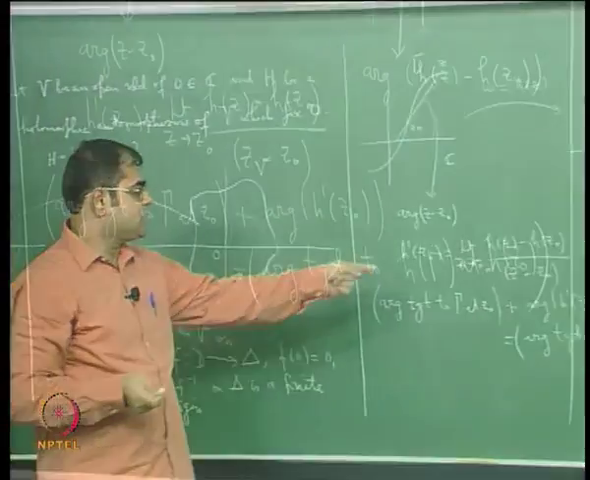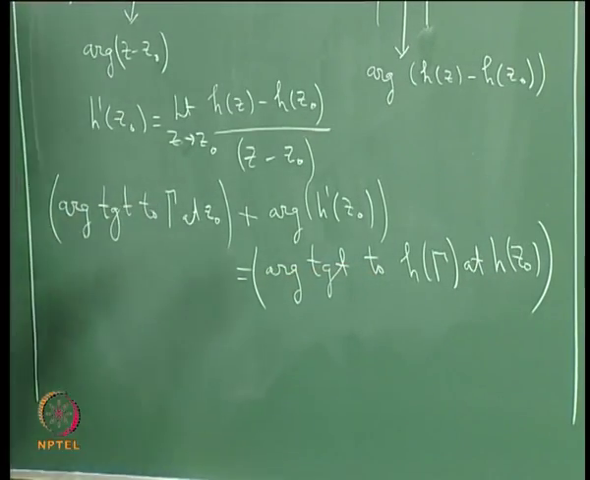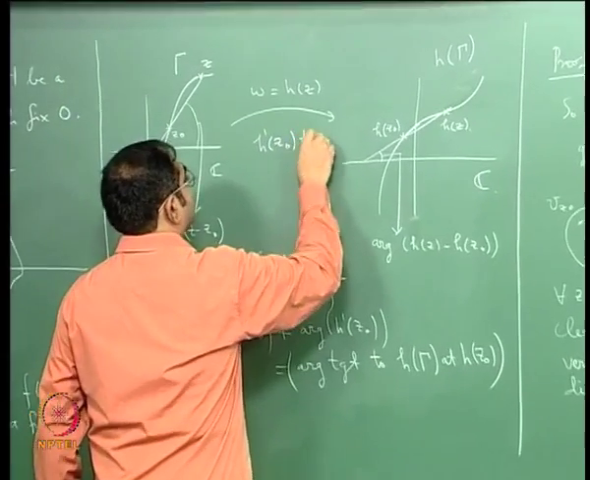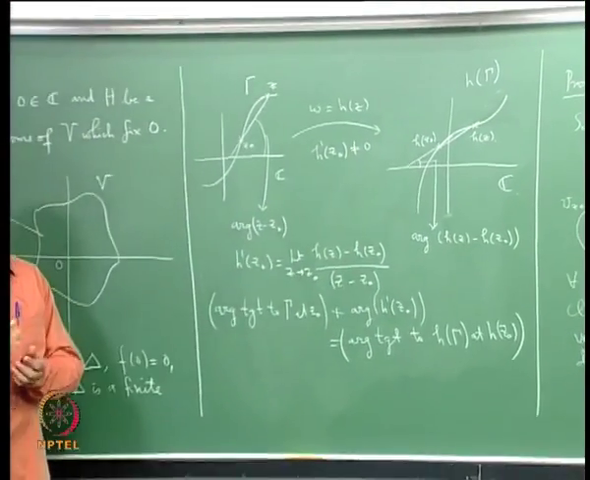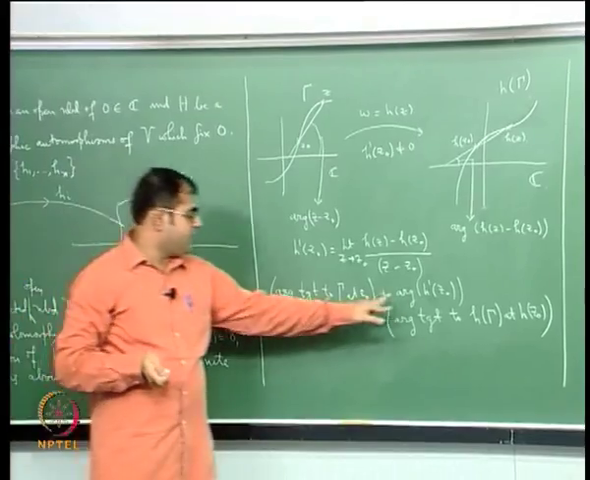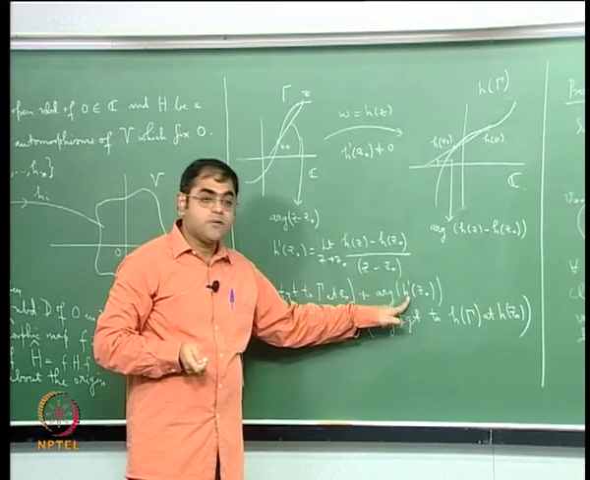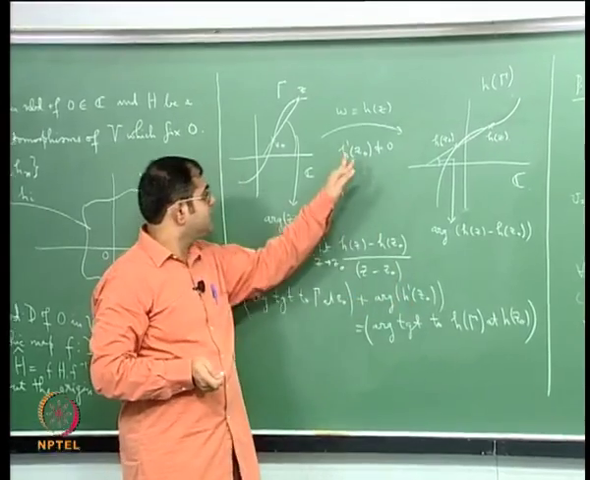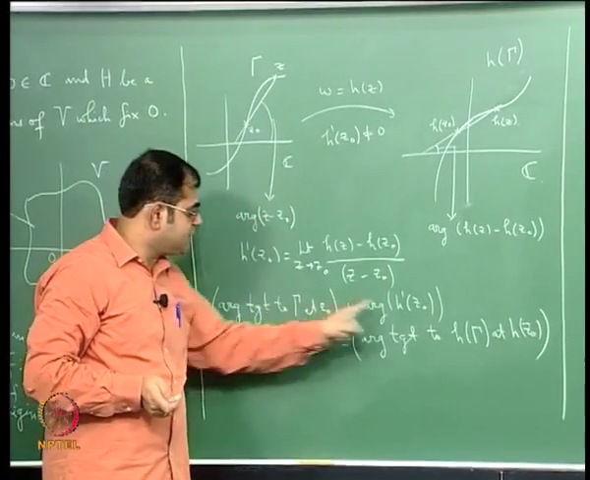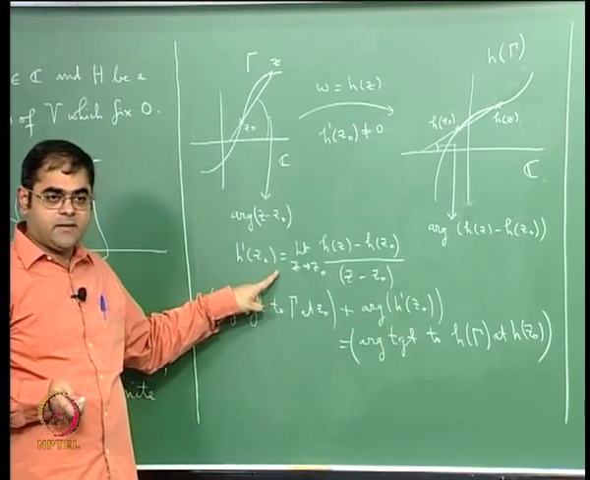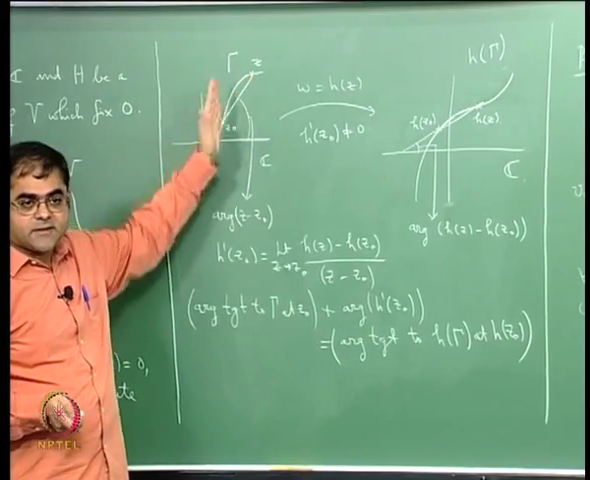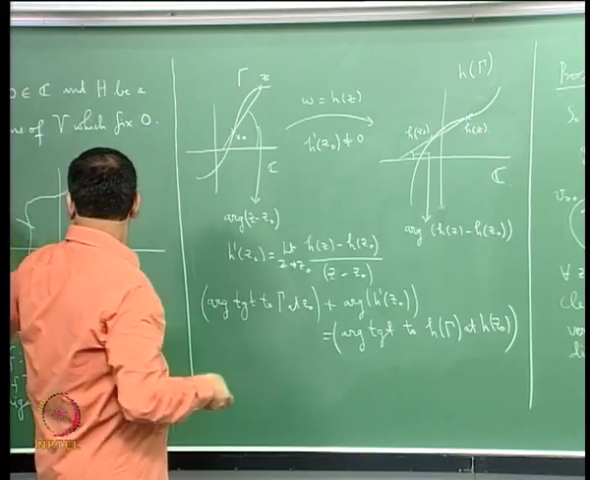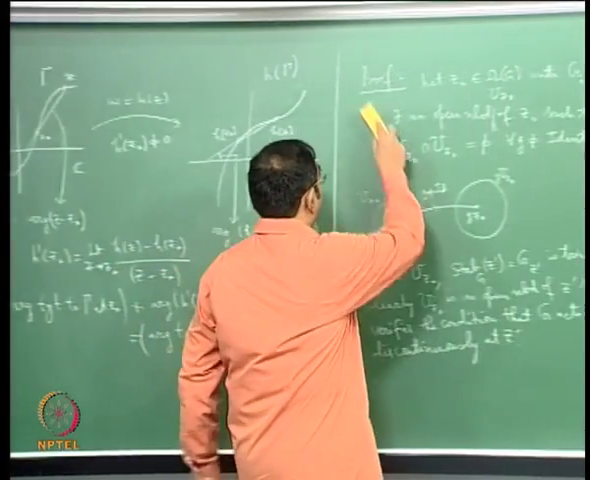You have to assume that H dash of Z naught is not zero, because if H dash of Z naught is zero, then argument is not defined. So if you want this to make sense, the derivative should be non-zero. So you get this relation just from this, by taking a limit as Z tends to Z naught. Now let's try to apply it to our situation.